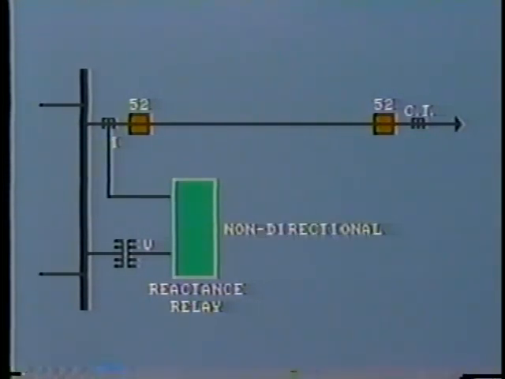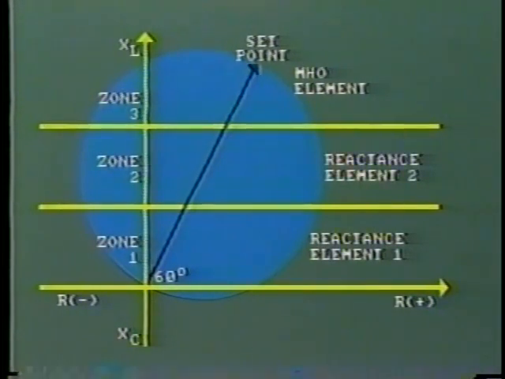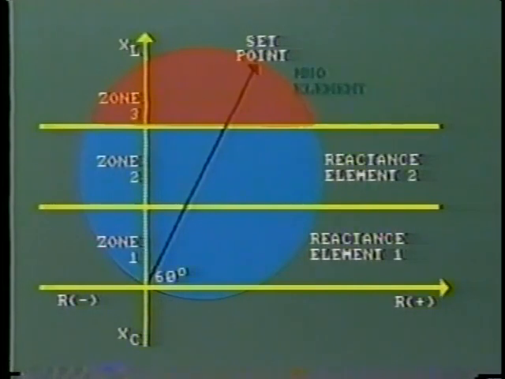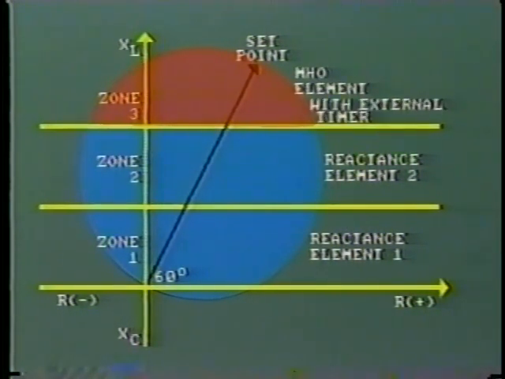One problem is that the reactance relay is not directional, and so will operate for faults upstream of the protected zone. This problem is resolved by using the reactance relay in conjunction with a Mho element. The characteristic is shown on this diagram. There are two reactance elements, each protecting first and second zones. The circle diagram for the Mho element shows that it is set to protect the third zone. It includes an external timer to prevent early tripping.